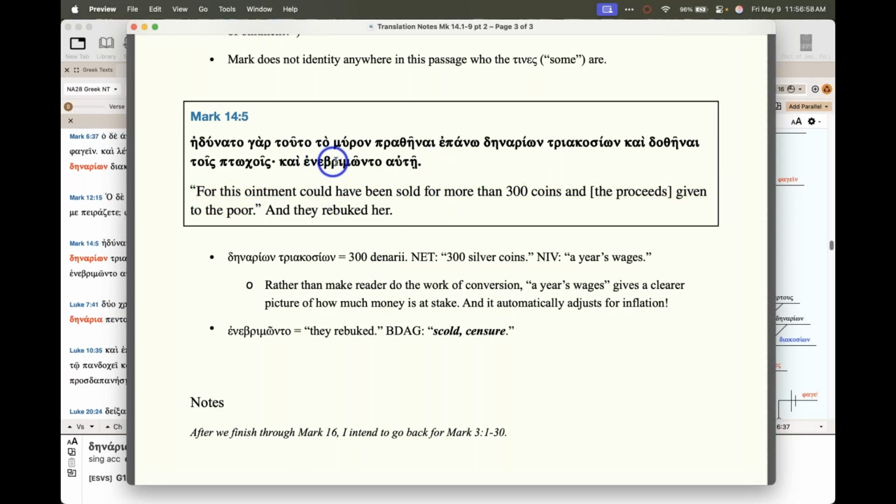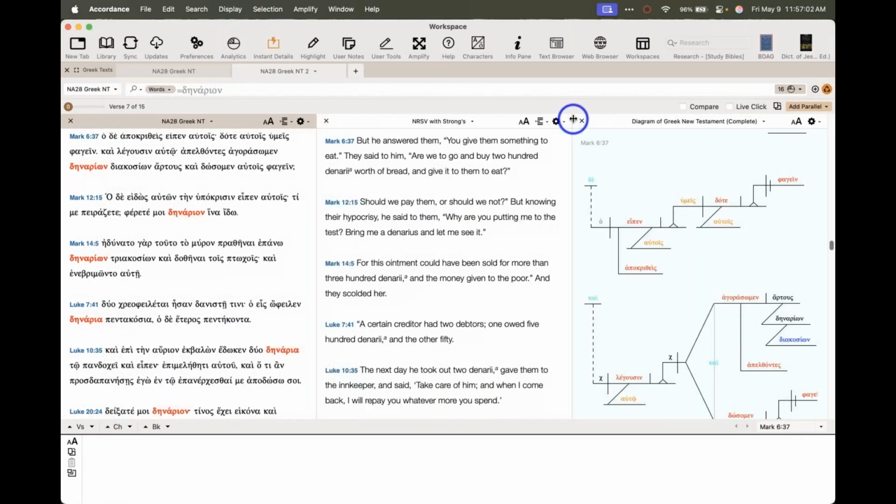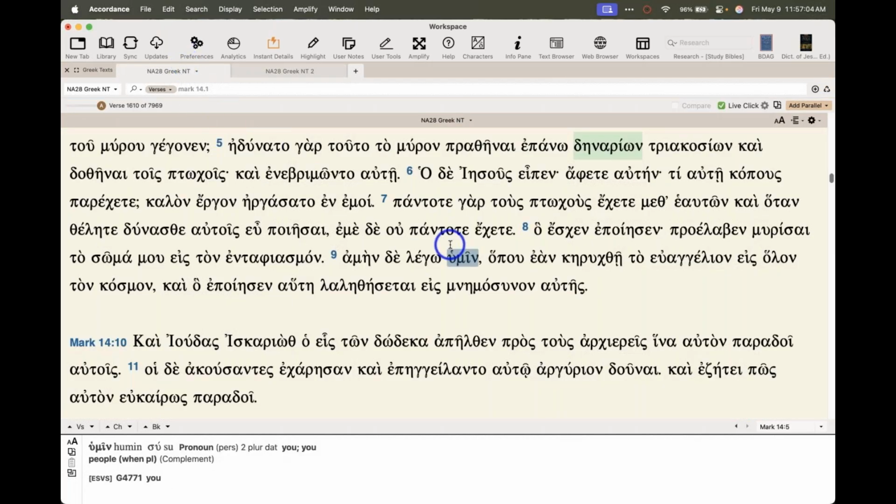But this word, enebrimonta, they rebuked. I think we looked that up already. BDAG gave us scold or censure for that. Let me pull that up one more time.